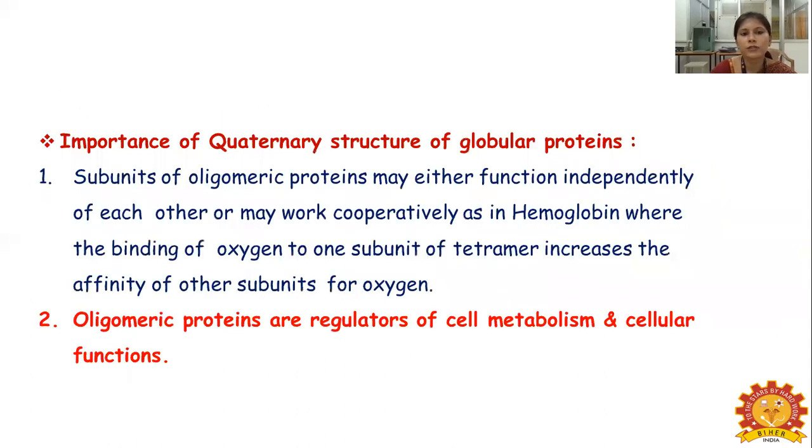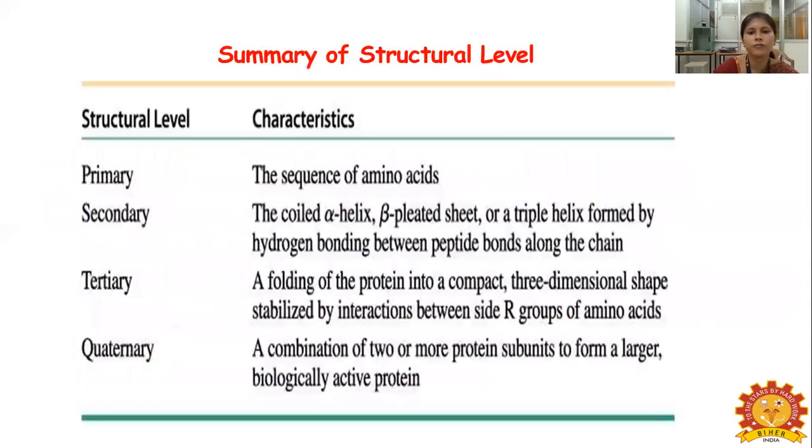So what is the importance of the quaternary structure of globular proteins? The subunits of an oligomeric protein may either function independently of each other or work cooperatively, as in hemoglobin, where the binding of oxygen to one subunit of the tetramer increases the affinity of the other subunits for oxygen. Oligomeric proteins are regulators of cell metabolism and cellular functions.